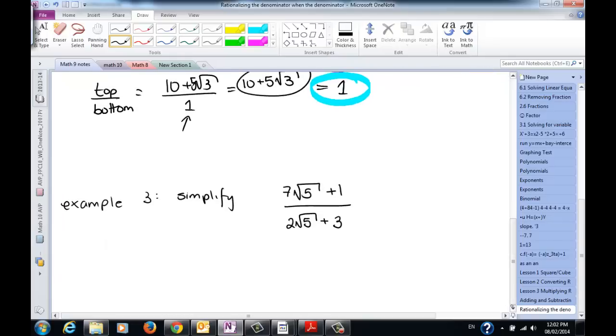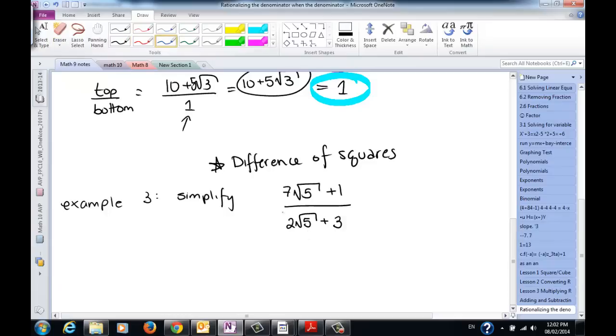Okay, so again, simplify. We don't like having roots in our denominators. You're going to have to be able to rationalize these. And so again, we're going to use the same process of using difference of squares. So this is really important. We're using difference of squares.